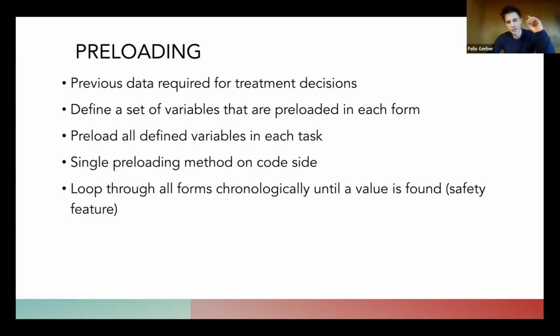So basically, we just used the same preloading method for all the forms, and it would always loop through all the forms chronologically. So always going back to the form that was submitted before, check if a value is available. If no value is available, go back through all the forms ever submitted so that we would have access to all data that is of relevance at any time point. Next slide.